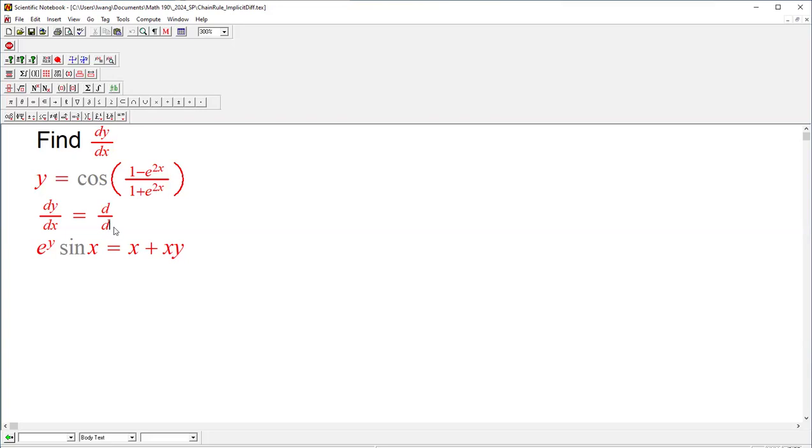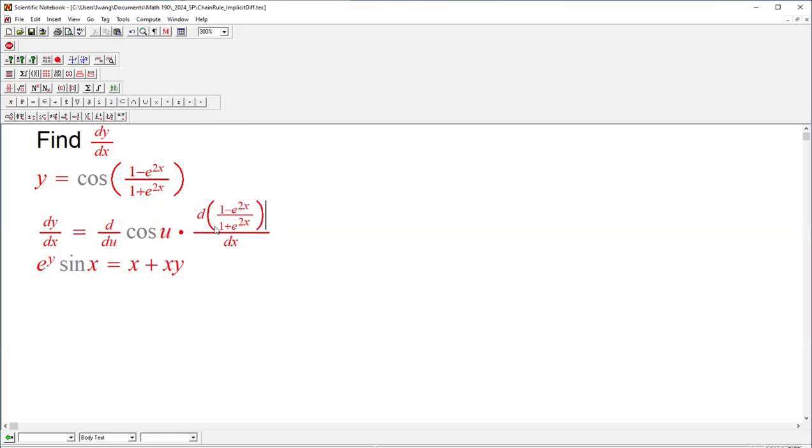So the derivative with respect to x of cosine of, there's a quotient in parentheses. So we're going to treat this as u, and differentiate it with respect to u. And then by chain rule, we know that we're going to have du dx. And u, of course, is going to be replaced by this parentheses right there.